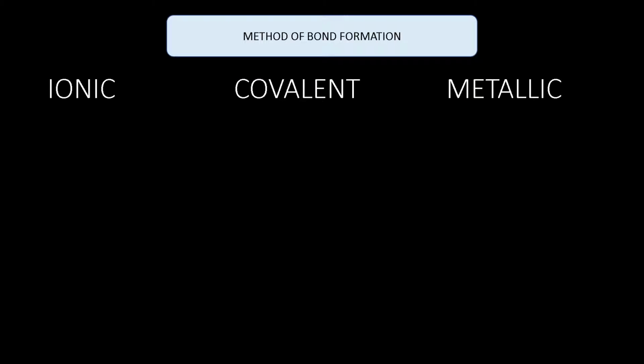So next we're going to talk about the method of bond formation. In other words, how do these bonds occur and what is actually happening in order for the bonds to occur? Are they shared? Are they transferred? Are they traded? And this section is very important. So ionic bonds are the transfer of electrons, and this occurs from the metal to the nonmetal.